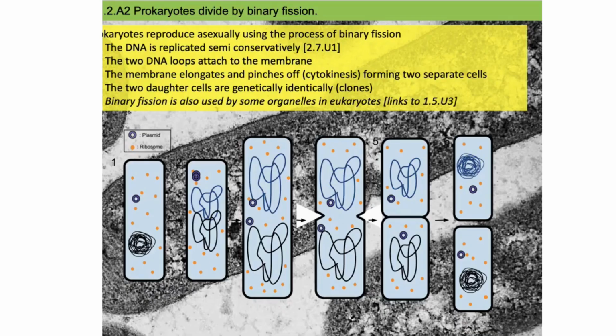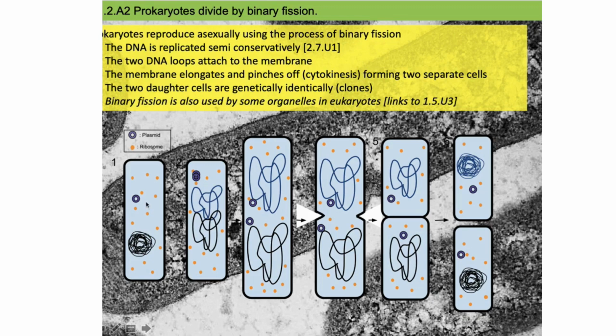Prokaryotes reproduce asexually using the process of binary fission. The DNA is replicated in two DNA loops attached to the membrane. The membrane elongates and pinches off. The cytokinesis happens and results in two separate cells. Two genetically identical daughter cells are produced here, as you see.